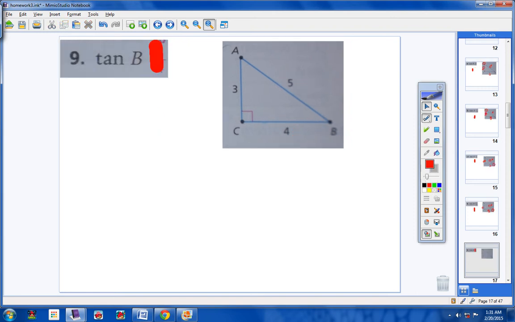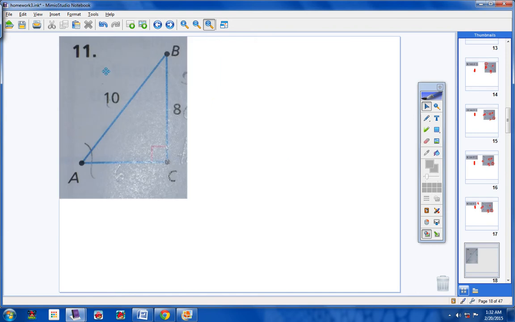Number 9. We're dealing with angle B. So we'll circle B and go straight across. Opposite, hypotenuse, adjacent. Now tangent is opposite over adjacent, okay? So here's opposite, here's adjacent. So the tangent of B would be 3/4. Alright, that's a really good review. Let's continue on. Numbers 11 through 14.